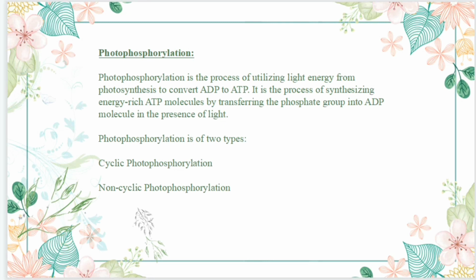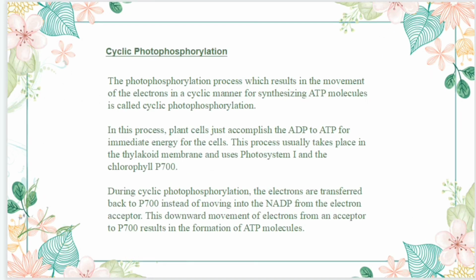Photophosphorylation is of two types. They are cyclic photophosphorylation and non-cyclic photophosphorylation. Cyclic photophosphorylation: the process which results in the movement of electrons in a cyclic manner for synthesizing ATP molecules is called cyclic photophosphorylation. In this process, plant cells just convert ADP to ATP for immediate energy for the cells.